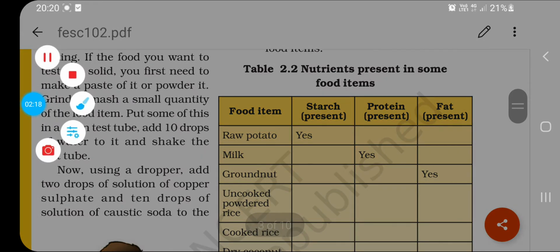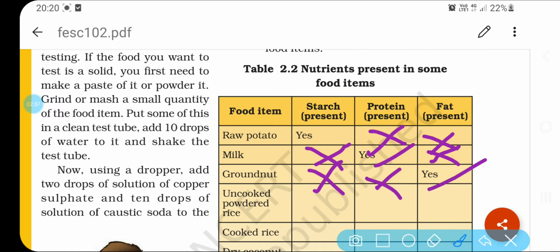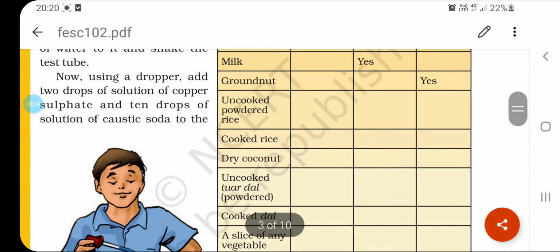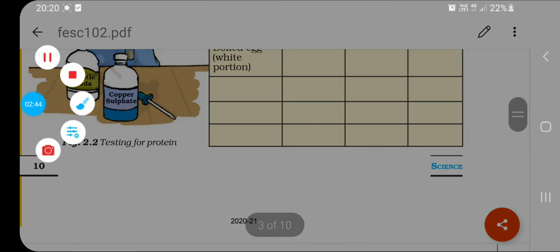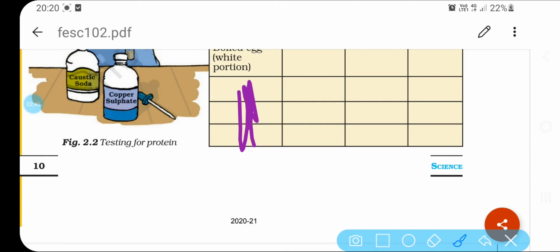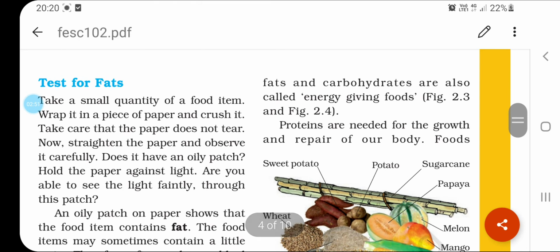Now let us see it. Raw potato has starch in it, yes. Protein no, fat no. Milk is not having any starch, and not the fat either. It is having protein. Groundnut is not having starch as well as not protein. It is having fat. Now the rest of the things you can do on your own. In these boxes you can just type your examples.